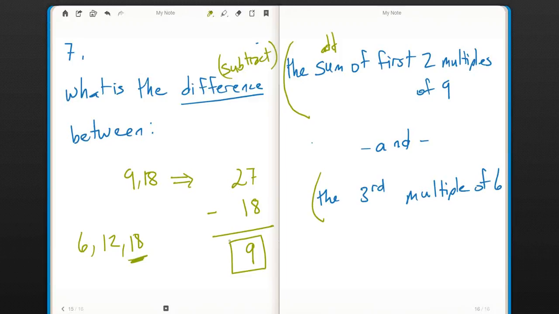When you read this, make sure you separate out. It asks you, what is the difference between, and then it tells you the 2 things you're going to find the difference between. The first one starts with the sum of the first 2 multiples of 9, and then there's the word and, and then there's the next one, the third multiple of 6. Learn to read those in a way that you can pull that apart and know what it's asking you to solve.